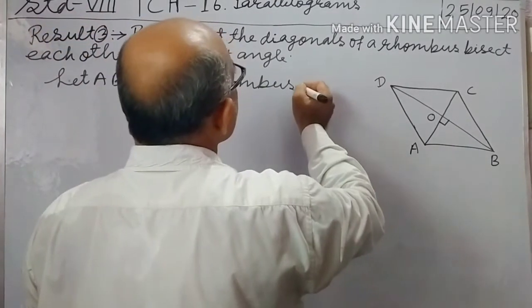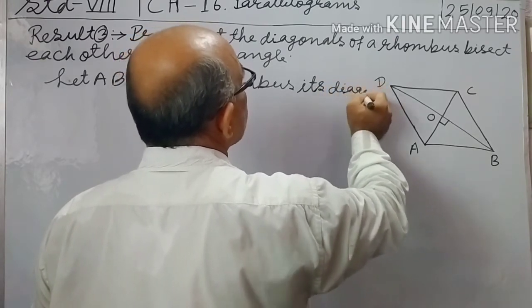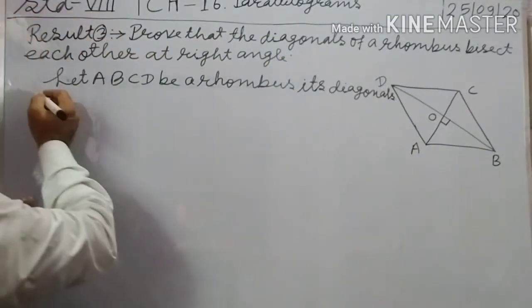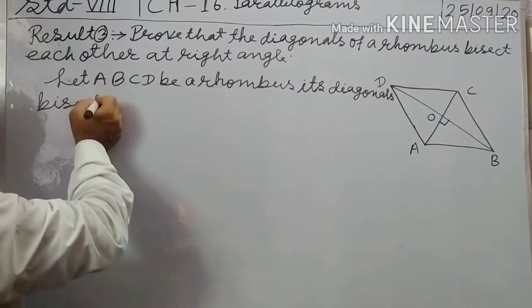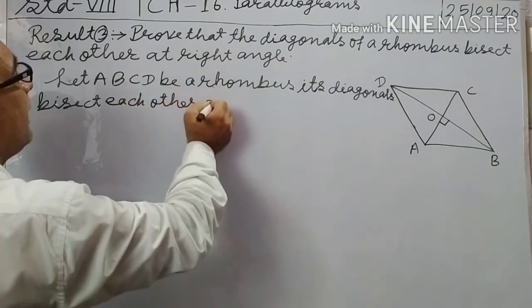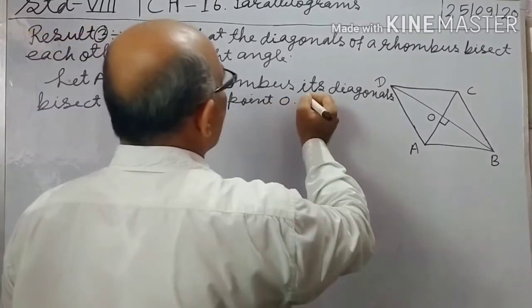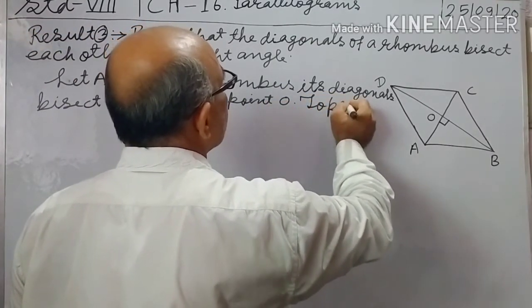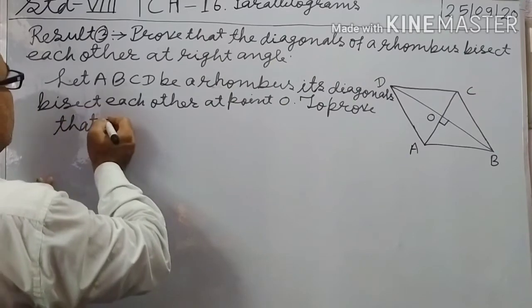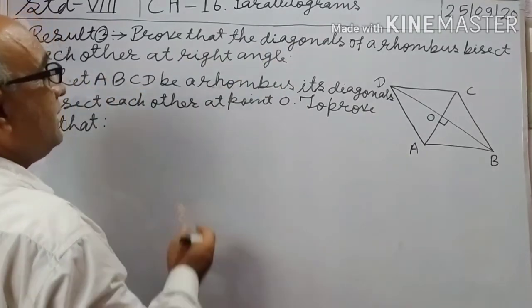Rhombus ABCD, its diagonals bisect each other at point O. To prove that the diagonals of a rhombus bisect each other at right angle.